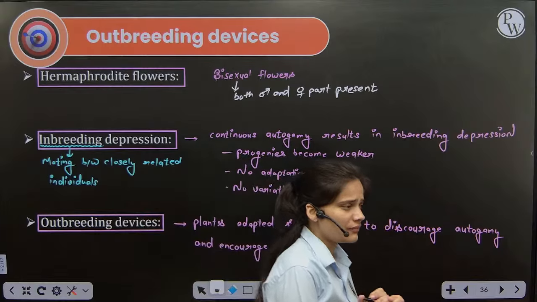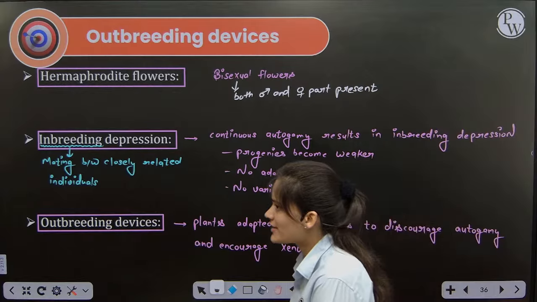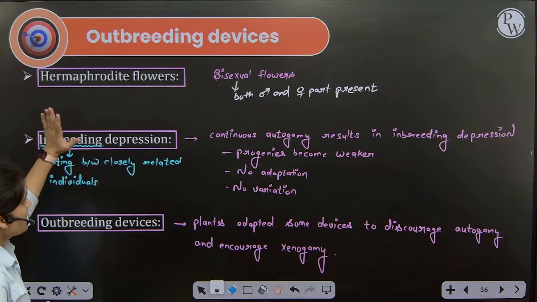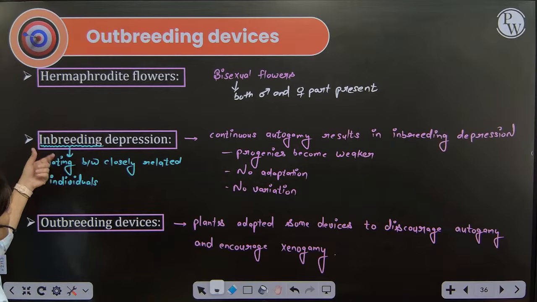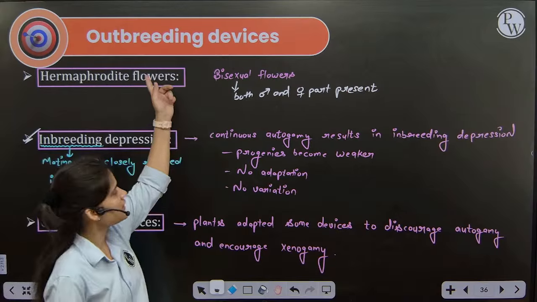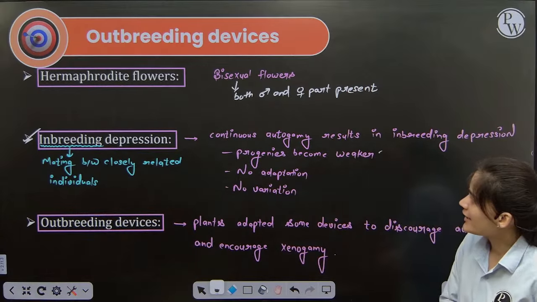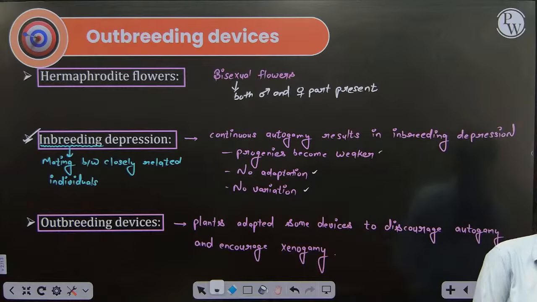of autogamy. But if self-pollination or autogamy takes place continuously, then what happens? It will result in inbreeding depression. Continuous autogamy results in inbreeding depression. What is inbreeding? Mating between closely related individuals. If autogamy continuously takes place in these hermaphrodite or bisexual flowers, then the progeny becomes weaker. There can be no adaptation or no variations, because the genetic makeup is from the same plant only.